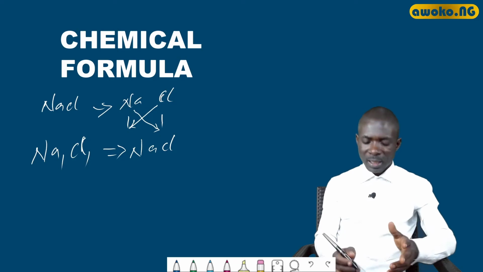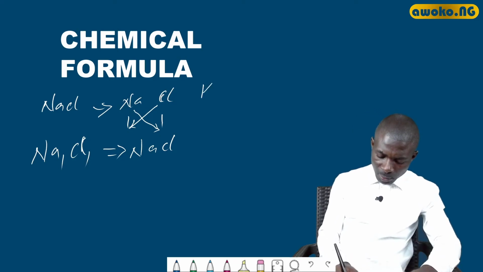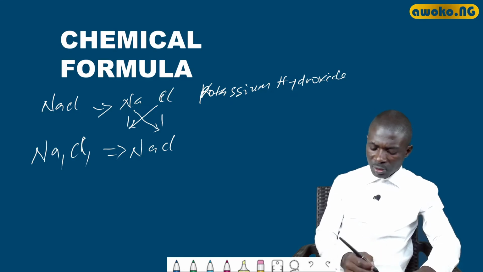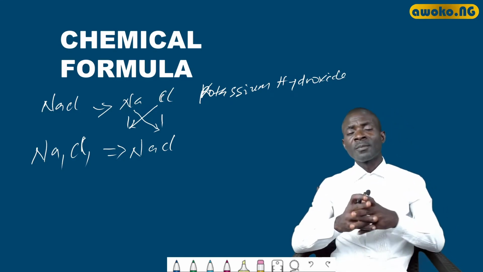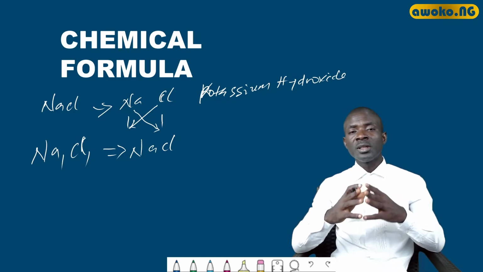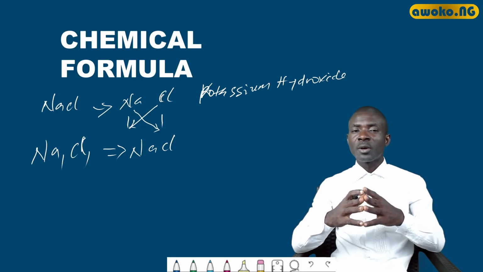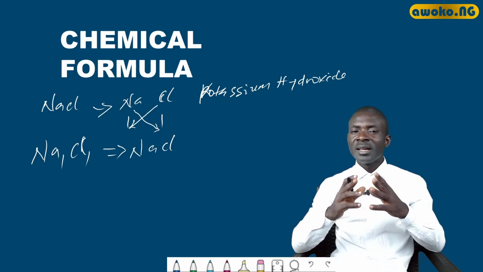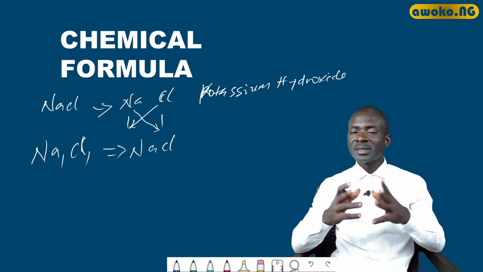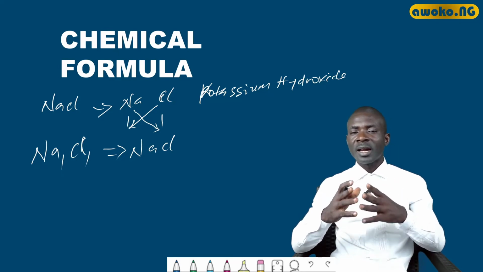Let us have another compound like potassium hydroxide. So we have potassium hydroxide. So potassium hydroxide here, from our set of rules, it was indicated that the first thing we put into consideration in writing the correct formula of a compound is to identify the atoms or the ions that make up the compound. So potassium hydroxide is made up of 2 basic ions, potassium ion and hydroxide ion.